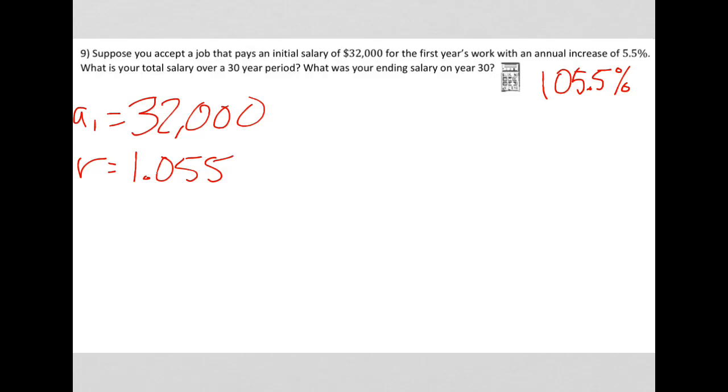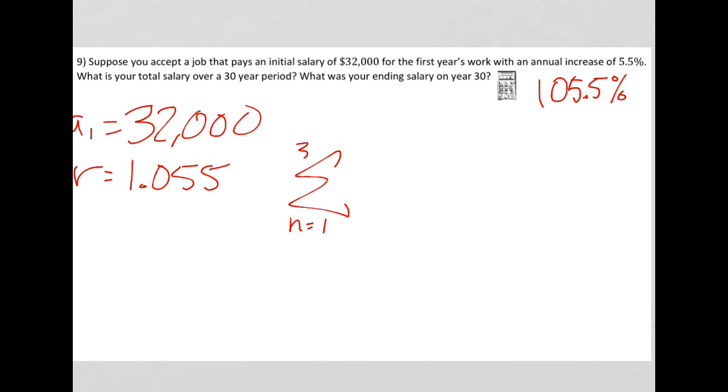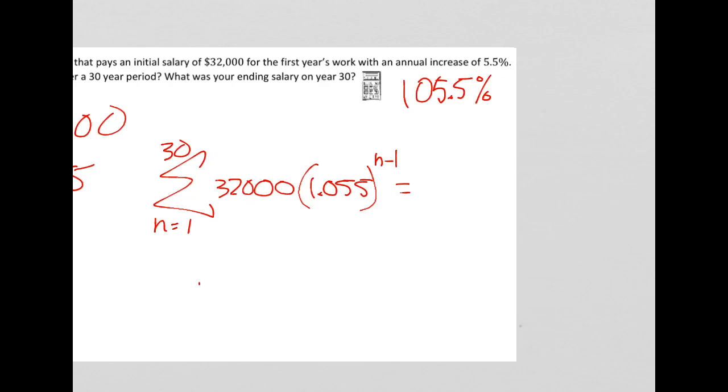So we're going to know, what is your total salary over the 30-year period, and what was your ending salary on the 30th year. So first question, is a summation from the first year up to the 30th year of my explicit formula, which is first term 32,000 times ratio 1.055 raised to the power of n minus 1, which means I can calculate it using my partial sum formula, which is first term times 1 minus r to the n over 1 minus r.